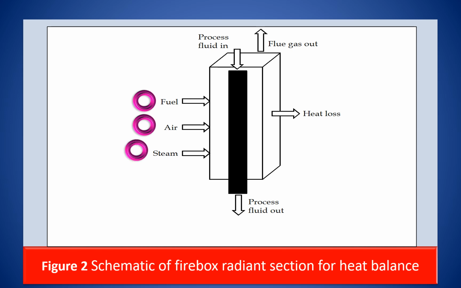The heat sink is a coil of tubes carrying the cold process fluid. The process fluid enters the firebox radiant section after preheating in the convection section of the heater and leaves at a higher temperature at the bottom of the firebox. The flue gas leaves the firebox for further heat recovery in the convection section. The firebox is refractory lined, yet there will be radiation losses from the outside wall.